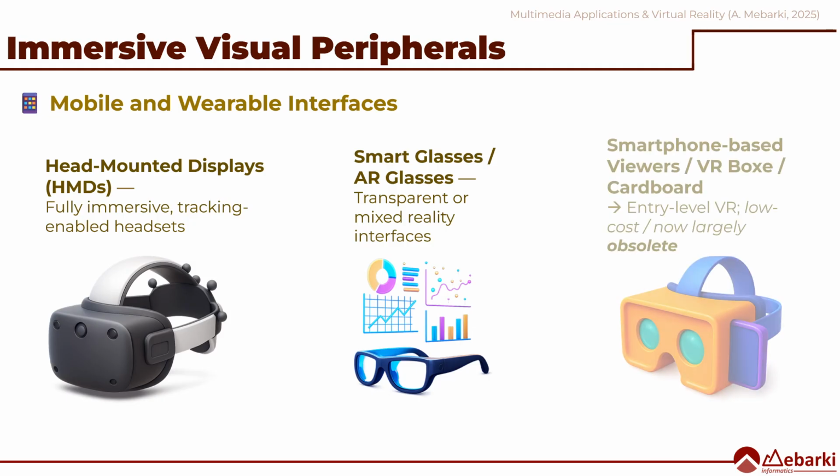Finally, smartphone-based viewers like VR boxes or Google Cardboard, now mostly obsolete. Early mobile VR used smartphones inserted into plastic or cardboard headsets. The phone displayed two side-by-side images for simple stereoscopic viewing. While low cost and accessible, these systems lacked positional tracking and interactivity, so they are largely replaced by modern HMDs.